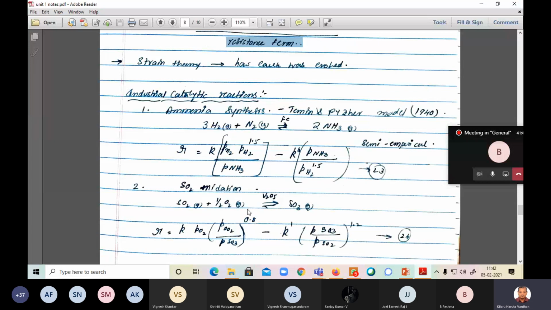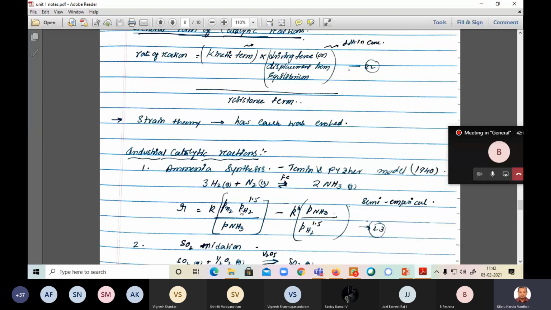So one more is SO2 oxidation over a vanadium pentoxide catalyst. This is used in H2SO4 production. Again, r for this particular thing is k, partial pressure of O2, partial pressure of SO2 divided by partial pressure of SO3 whole power 0.8, minus this particular thing. How are we getting this 0.8 and 0.2? You get this expression like this.